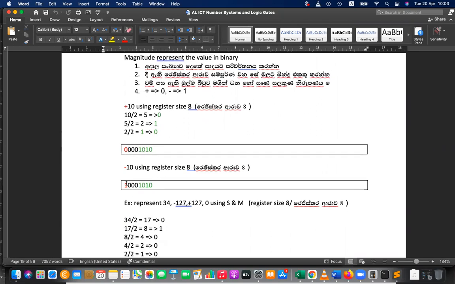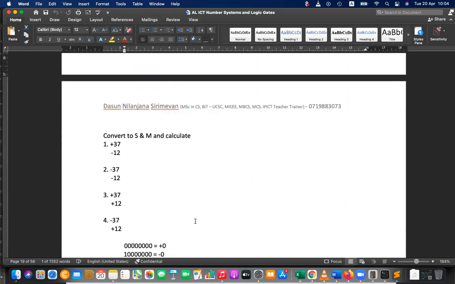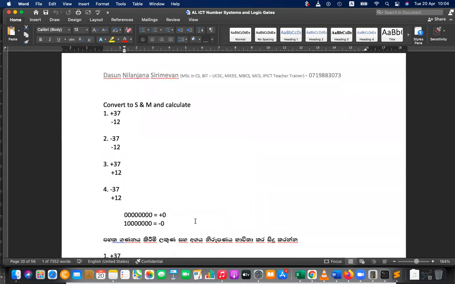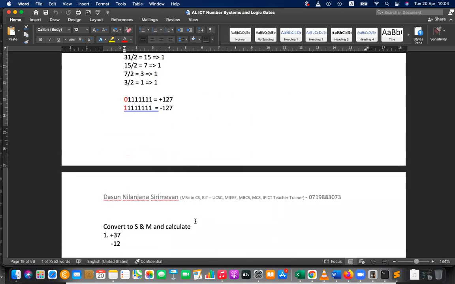If the sign bit is 1, it is negative. If the sign bit is 0, that is positive. So these are two examples of how we represented positive 10, and this is minus 10. But I have given some calculations and asked you to calculate and see. There are some fundamental issues in this sign and magnitude method.